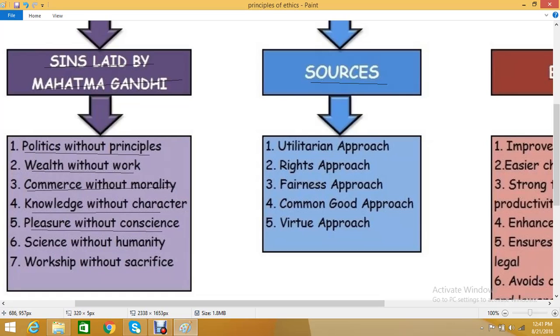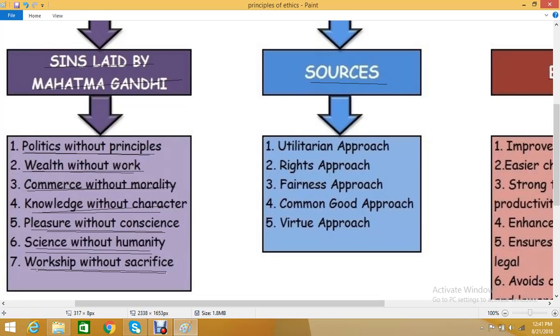Pleasure without conscience. Science without humanity. Worship without sacrifice. So, the signs laid by Mahatma Gandhi. There are seven points: politics without principles, wealth without work, commerce without morality, knowledge without character, pleasure without conscience, science without humanity, and worship without sacrifice. So these 7 points will come in the first column, first box.